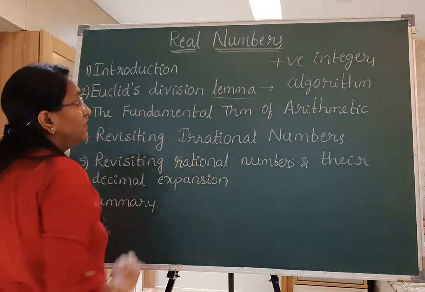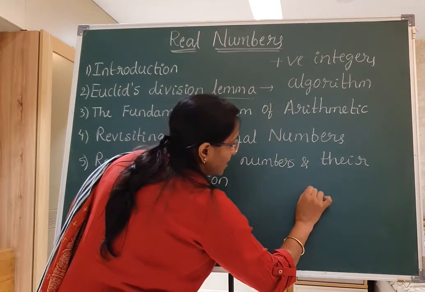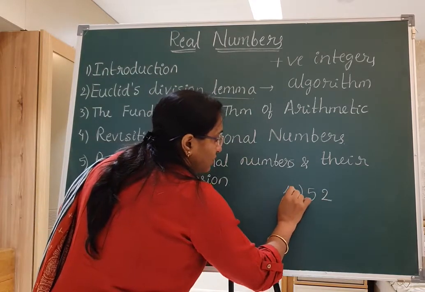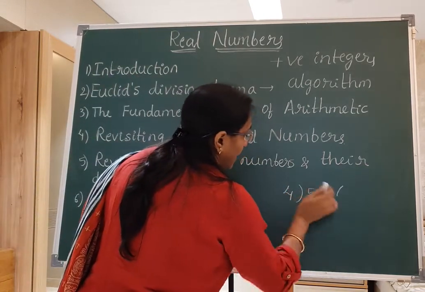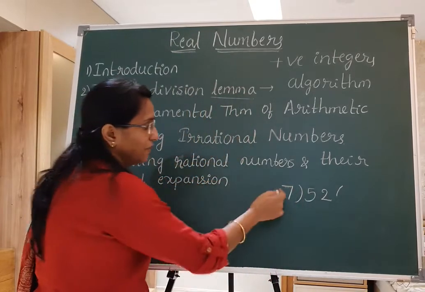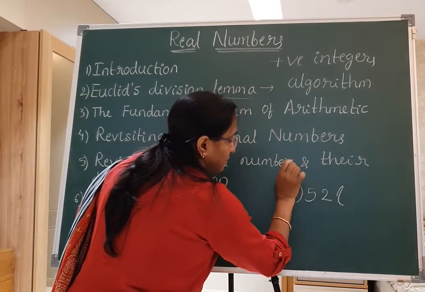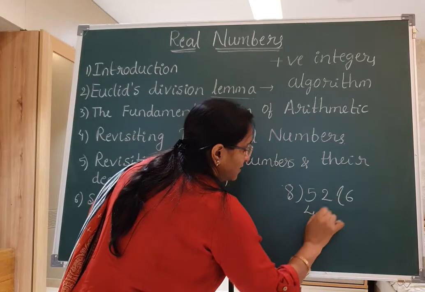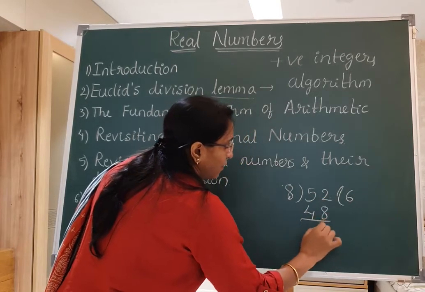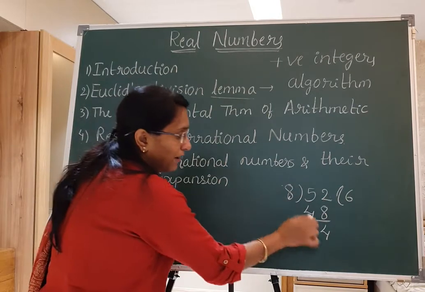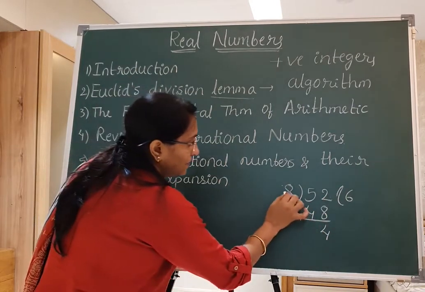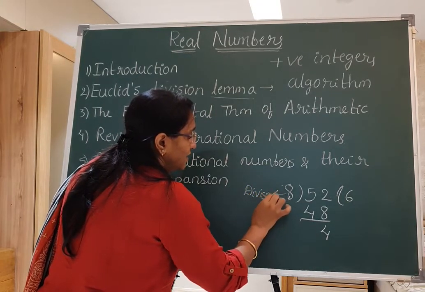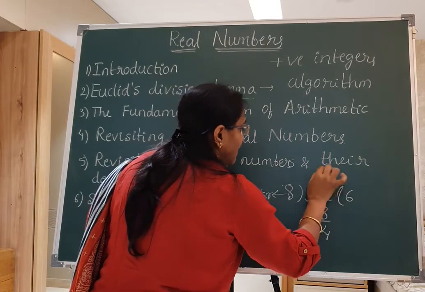What is Euclid's division lemma? Let us consider one simple example of division: 52. If we divide this by 4, better we will take 8. 8 sixes are 48. So 52 minus 48 is 4. It is a simple division. This is called the divisor, and this is the dividend.